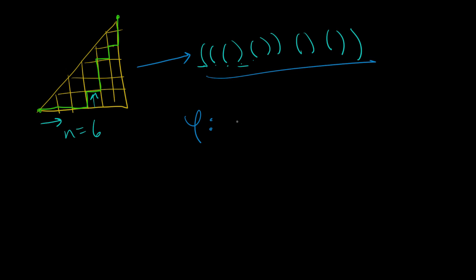Phi is a function that goes from n by n grid walks to n open, n close parentheses. And that's the function. When the grid walk goes right, make an open parenthesis, and when the grid walk goes up, make a closed parenthesis. So we're going to show that this is a bijection. And to do that, we're going to reverse the arrow.